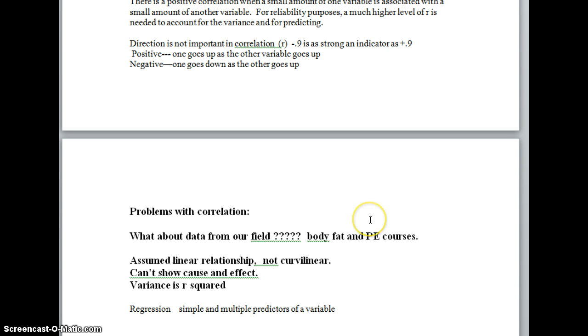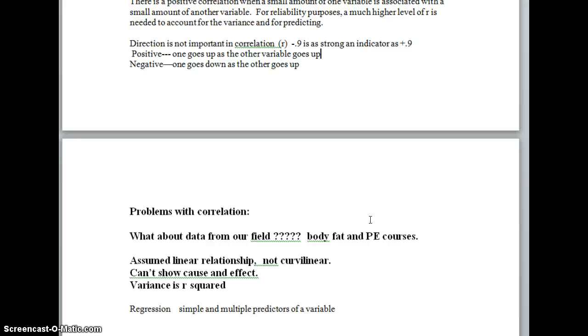There's 2 or 3 main problems with correlation. First of all, it assumes a linear relationship, in that as one variable goes up, the other one will go up also. What if your data is curvilinear? In other words, it's not a straight line. In fact, some data is similar to the normal curve. It goes up to about halfway through the graph, and then it starts going down. I think anxiety and performance is like that. We've talked about that in sports psychology.